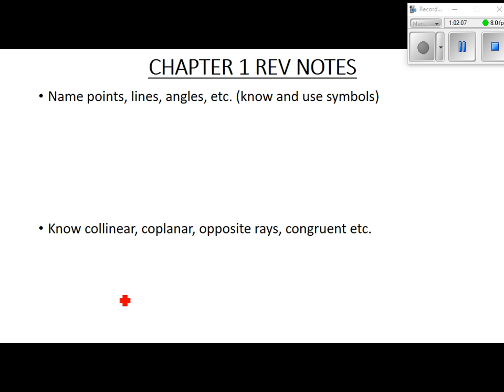Number 1, be able to name points, lines, angles, rays, segments, planes, everything. Be able to name all those. You've got to make sure that you're using your symbols and the correct number of letters. So if I wanted to name a point, point B. If I wanted to name a line, you got to use 2 letters, A, B, and use the line symbol. If I want to name a ray, use the ray symbol and 2 letters.